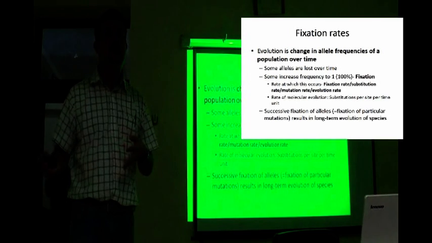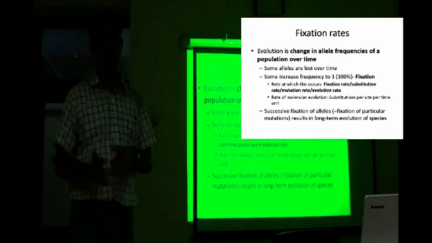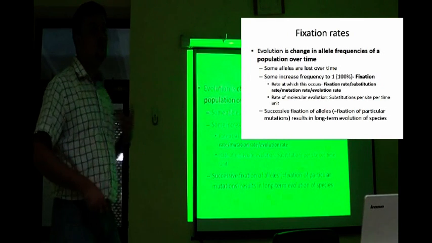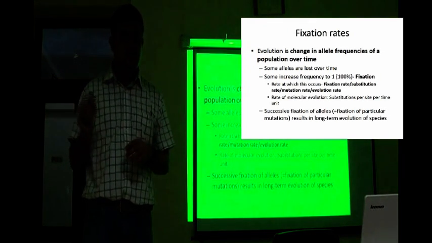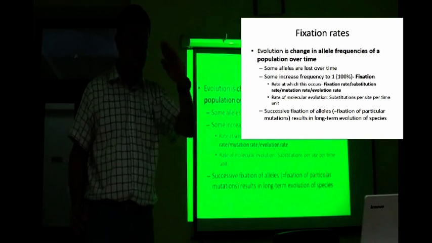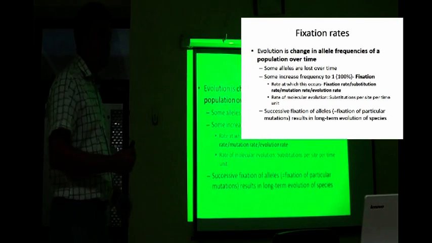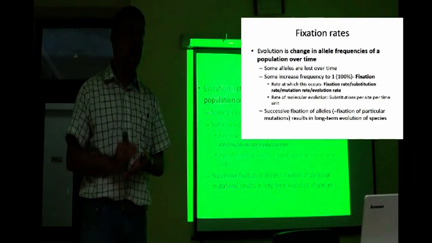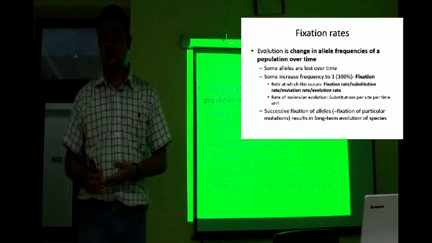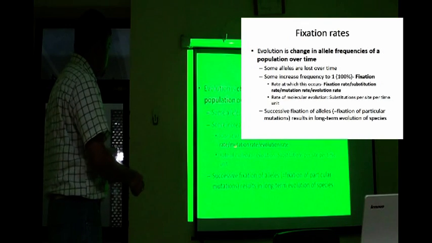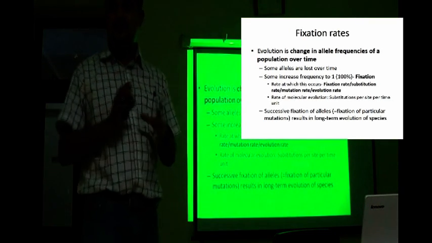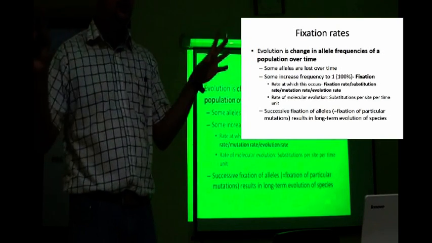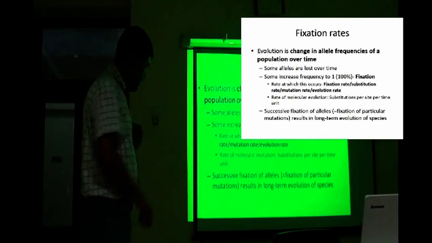Frequency or probabilities are always expressed between 0 and 1. 0 means nothing and 1 means 100% of the population. So if it reaches 1, that means 100%, we say this particular allele is fixed in that population. Fixed. The rate at which fixation of one particular allele in a population occurs, that is what we call the rate of molecular evolution or rate of fixation. Substitution rate, mutation rate, evolution rate, all these are the same term, meaning the rate at which one allele is fixed in a population. Are you getting the concepts?